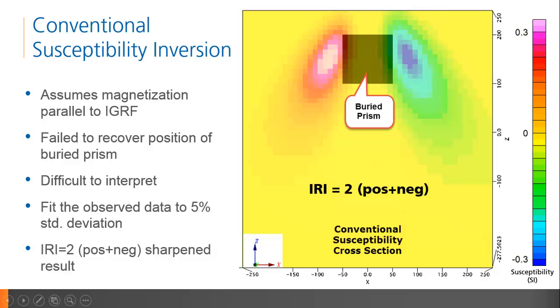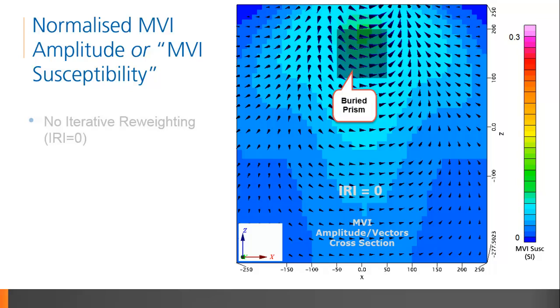In fact, if we didn't have any insight into the magnetization direction of the prism, it would be quite difficult to decipher anything useful from this result. For later comparison, note that this inversion also fit the observed data to within 5% of the standard deviation, but it is still not in agreement with the true prism location.